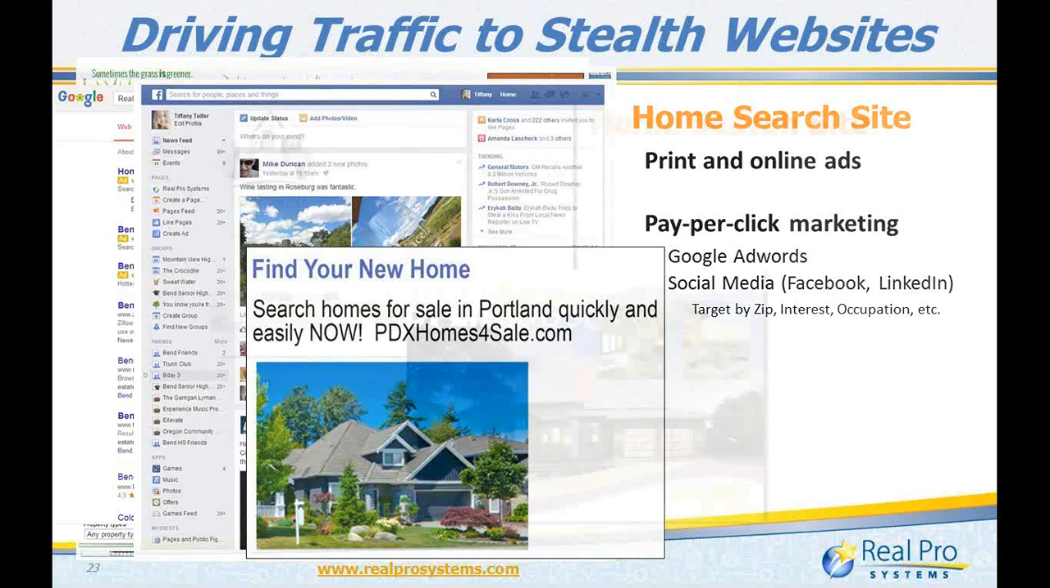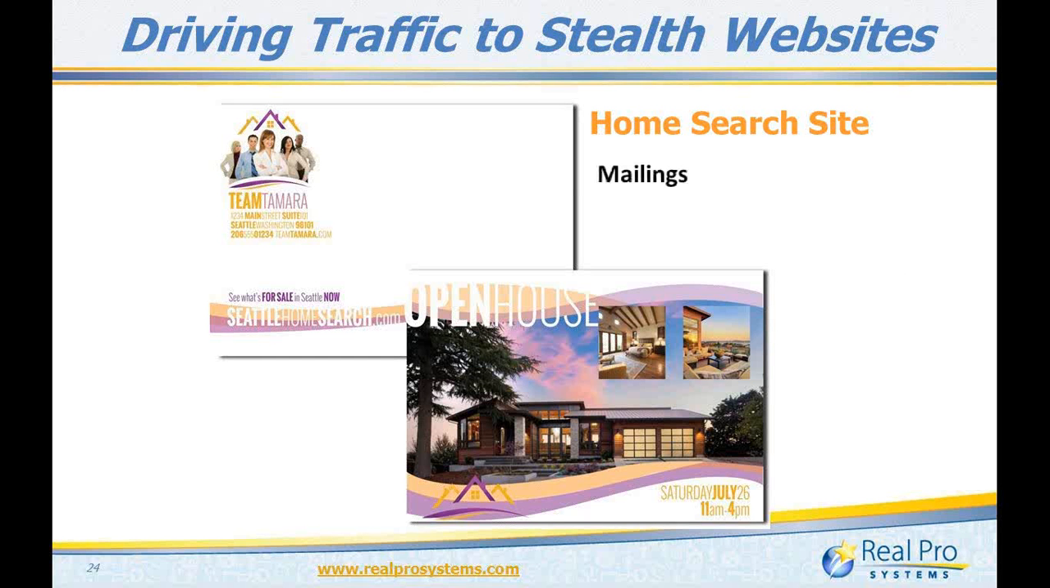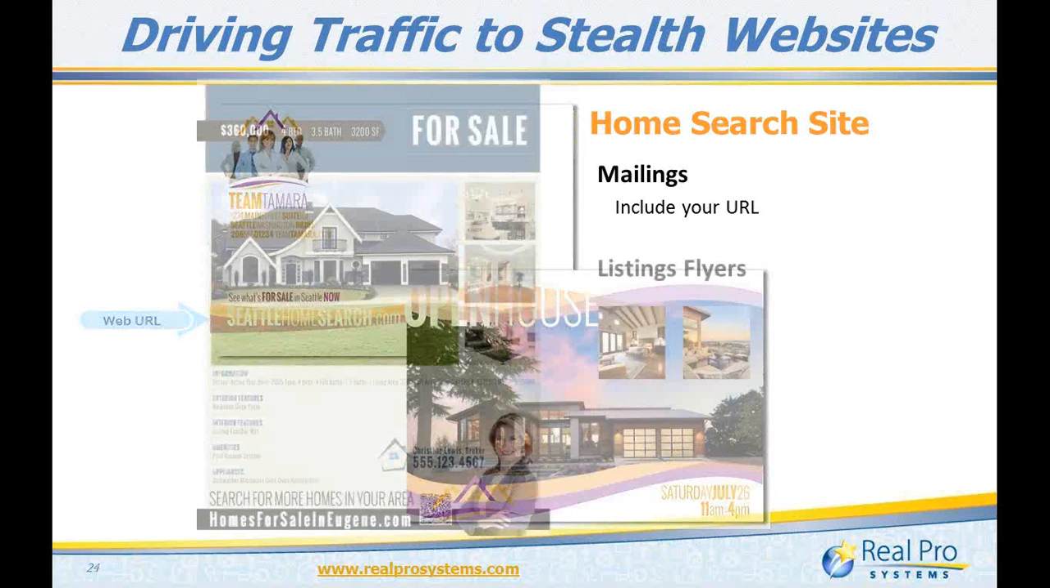You can use any of these marketing tactics to drive traffic that may be offline back online, where then you can capture them as leads. You want to make sure to include your URL on all of your mailings and your ads. And here's just an example of one for an open house, and you'll see there that it's promoting the stealth home search site. You'll also want to promote your search site on your flyers and in any real estate publications that you may already be advertising in.